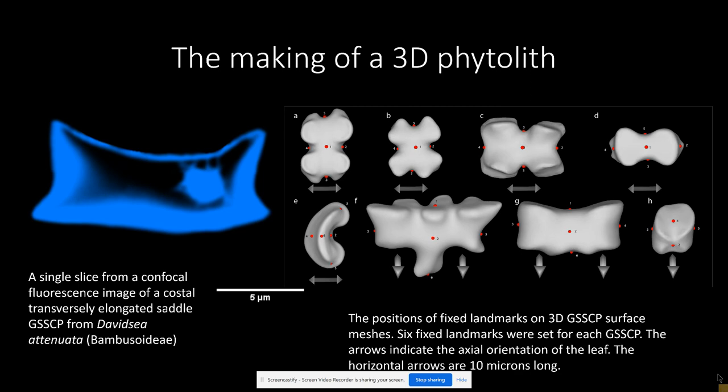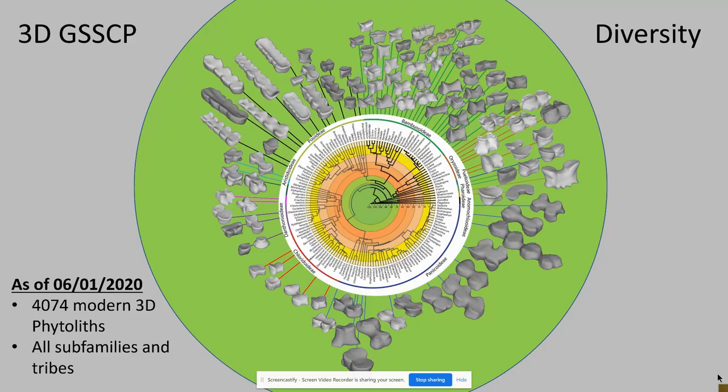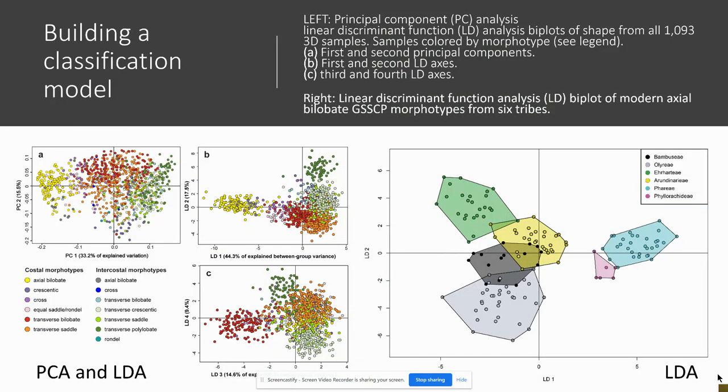appear in the leaf. As of today, we have completed 4,074 3D phytoliths from all subfamilies and tribes and nearly every subtribe. Some of the amazing morphological diversity of GSSCP is shown here, located at the appropriate place on the grass phylogeny. So using ANOVA, we found significant shape differences between nearly all recognized GSSCP morphotypes.